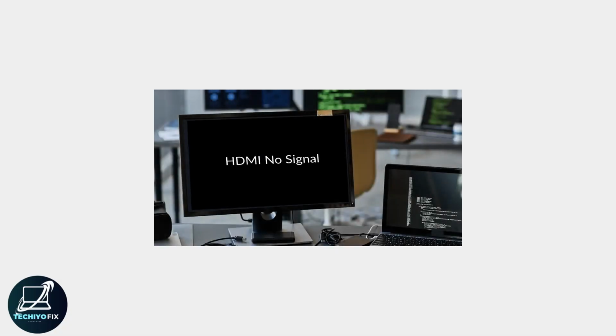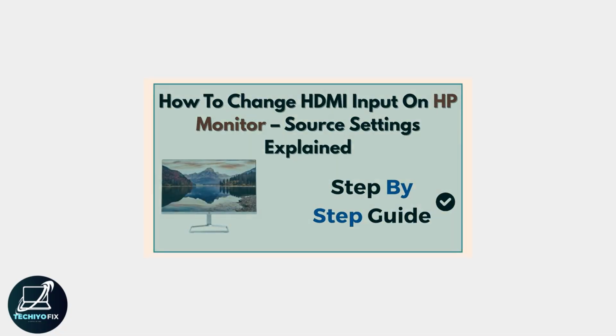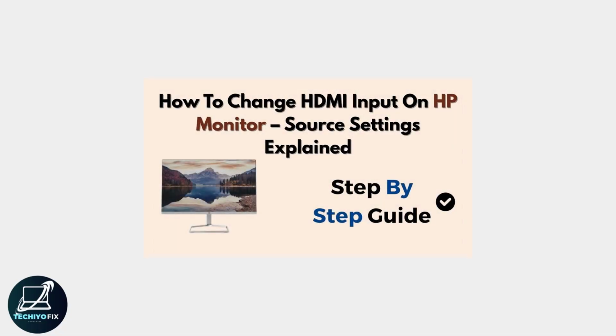After selecting the HDMI input, the monitor screen changes to display the content from the selected device. A brief clip shows the new source appearing on the screen, confirming the successful switch. The monitor may take a few seconds to recognize the new input.